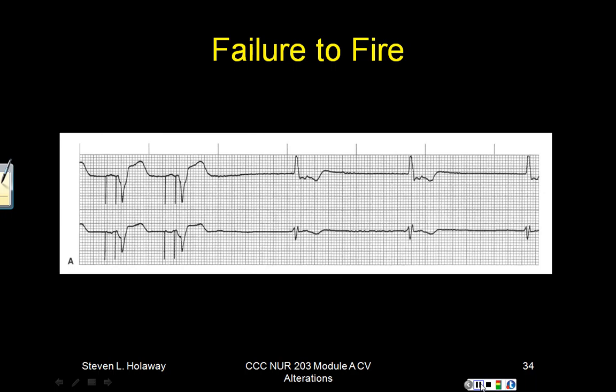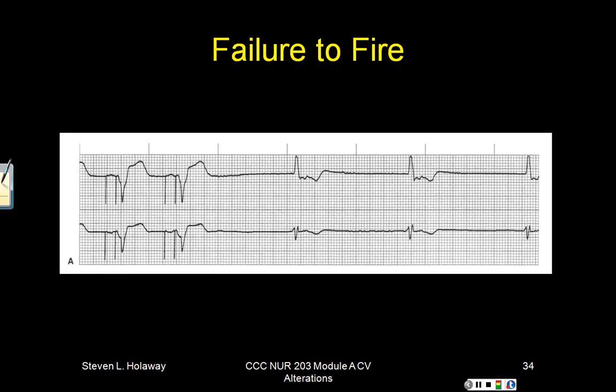Failure to fire is where the pacemaker has been firing and then for some reason stops firing. What happens, if you notice on this particular strip, you can see the atrial pacemaker spike and the ventricular pacemaker spike. It fired for two complexes, but then all of a sudden there is no pacemaker spikes. But if you look at this rhythm, you can see this is a very bradycardic type rhythm, and that pacemaker should be firing.